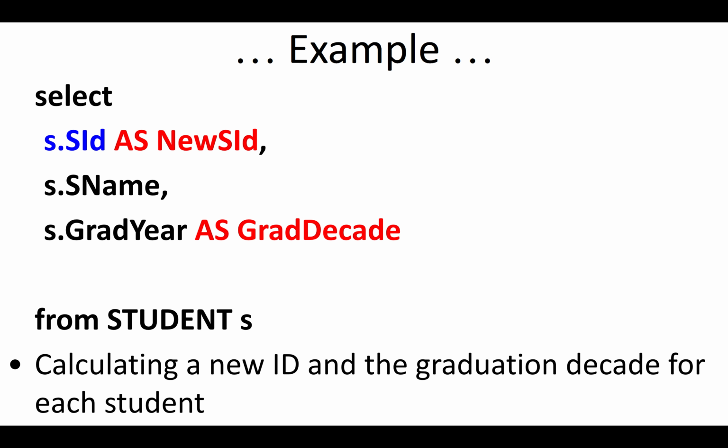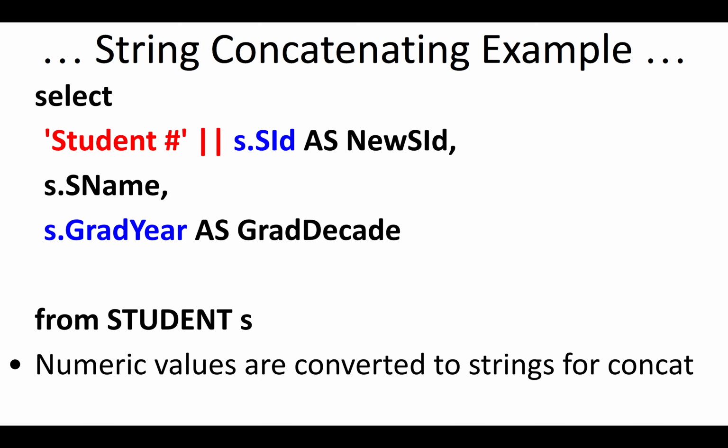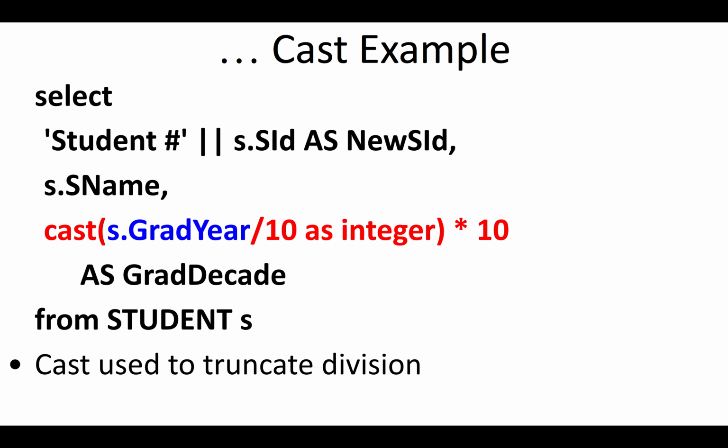I'm going to do some arithmetic to calculate what decade you graduated in. First, to create the new student ID, I'm going to prepend to the student ID I had earlier. I'm going to concatenate the string student hash and then the original SID. And for the arithmetic, I'm going to take the old graduation year, divide it by 10, cast it as an integer so I drop the decimals, and then multiply by 10 again.